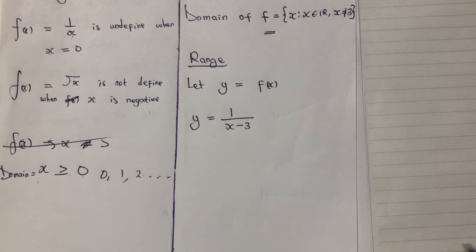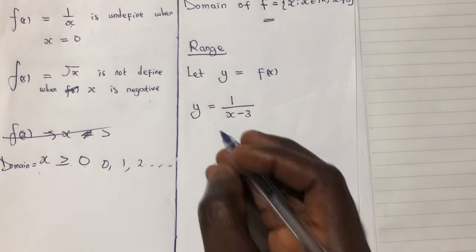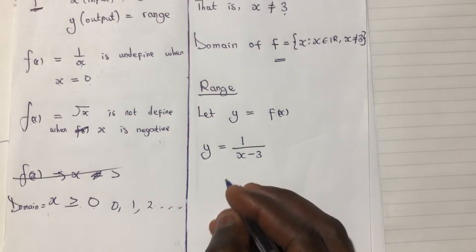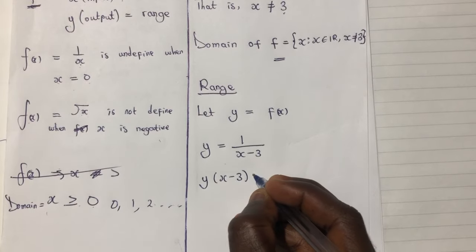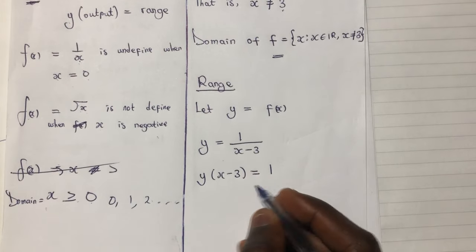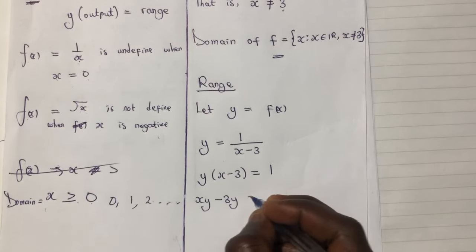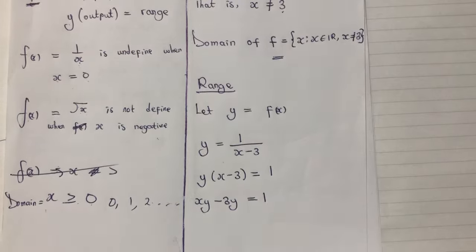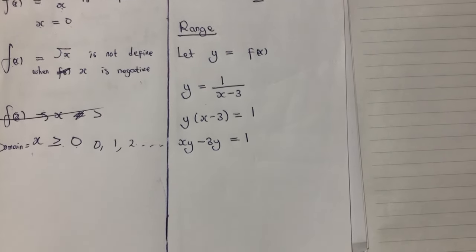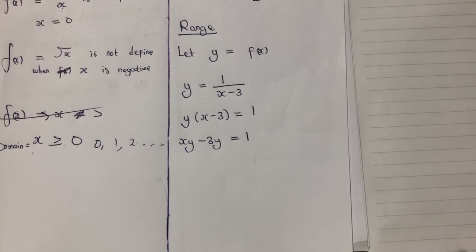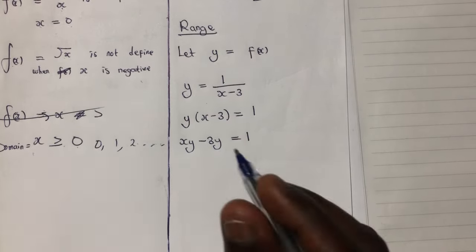Undefined. And that is what will give us the values of the what? The range. So now we do cross multiply here, and we have something like y into bracket x minus 3 equals to 1. So we can multiply through and get xy minus 3y equal to 1. So I want to make x the subject. To be able to find the inverse of the equation, we make x the subject. I repeat, make x the subject.